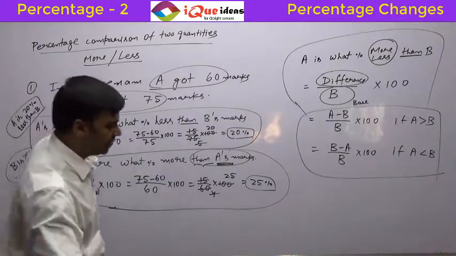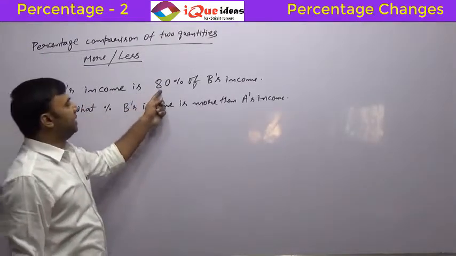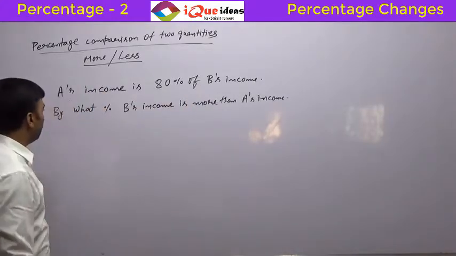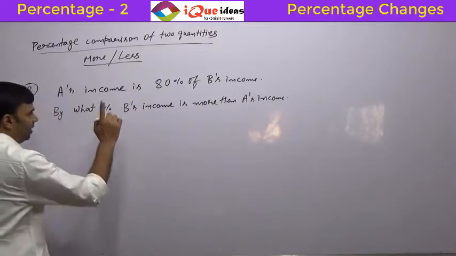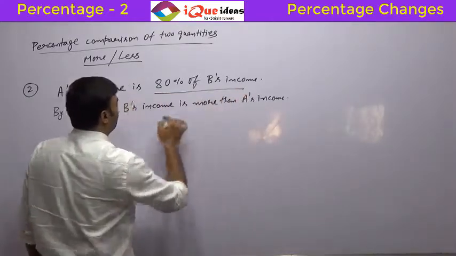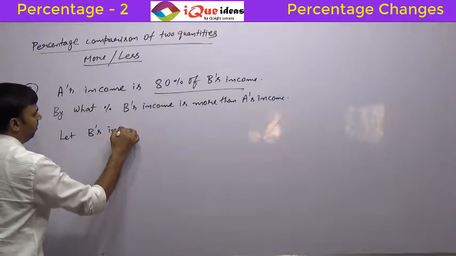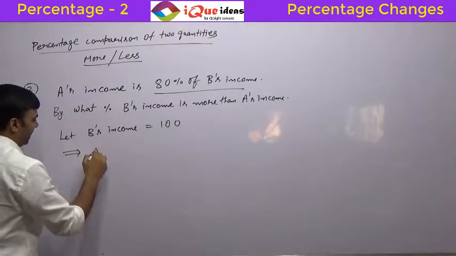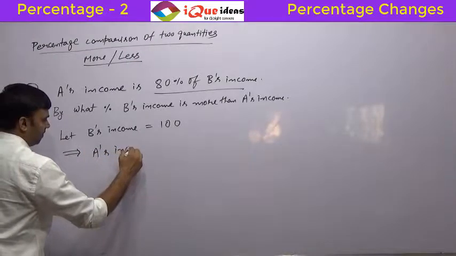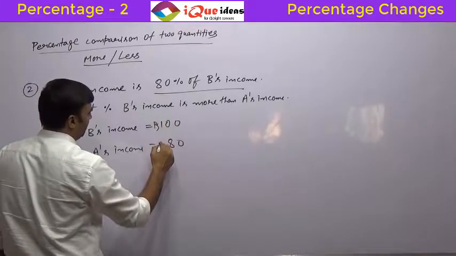Let's take some more questions. Now, this question says A's income is 80% of B's income. By what percentage B's income is more than A's income, right? So here, 80% of B is given. So let's assume that B's income is equal to 100. That means A's income will be equal to 80% of 100, that is 80. So it is 100 rupees and 80 rupees.